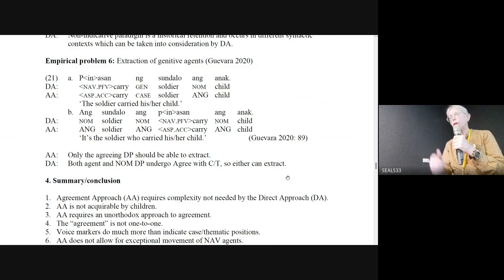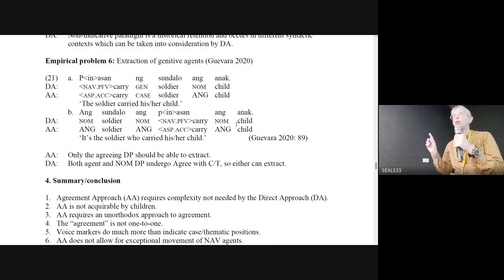However, in Tagalog, these are Tagalog examples. Exceptionally, the genitive agent can undergo movement and strand the nominative object in the clause, and that's what's happening in B. We have the declarative clause in A, this pinasanang sundalo ang anak, and then here we're extracting the sundalo, the agent, and leaving anak inside the clause.